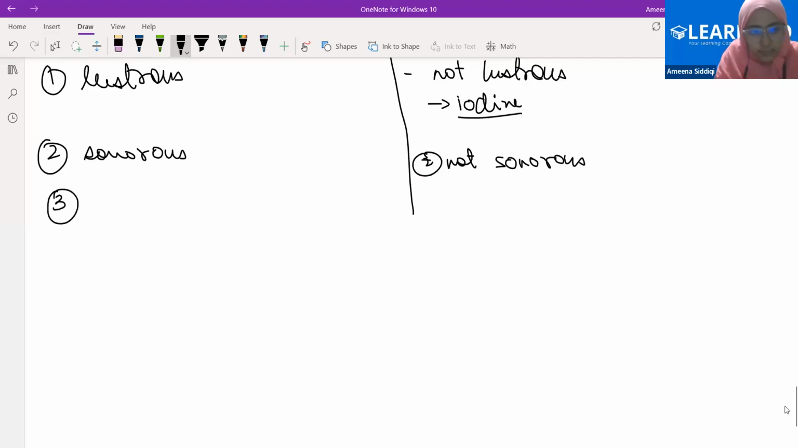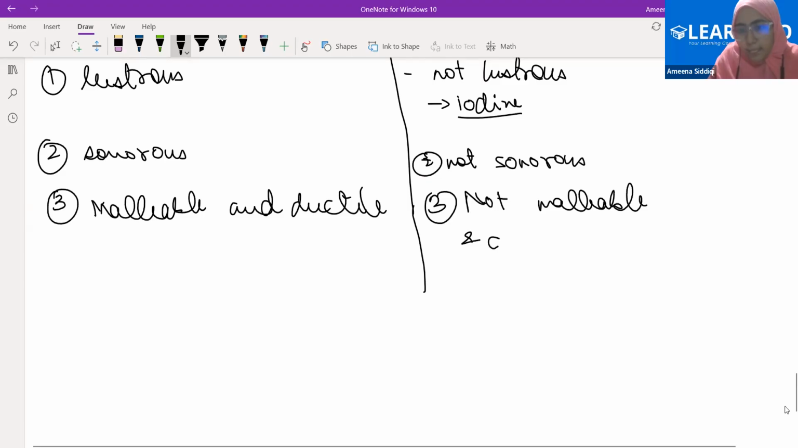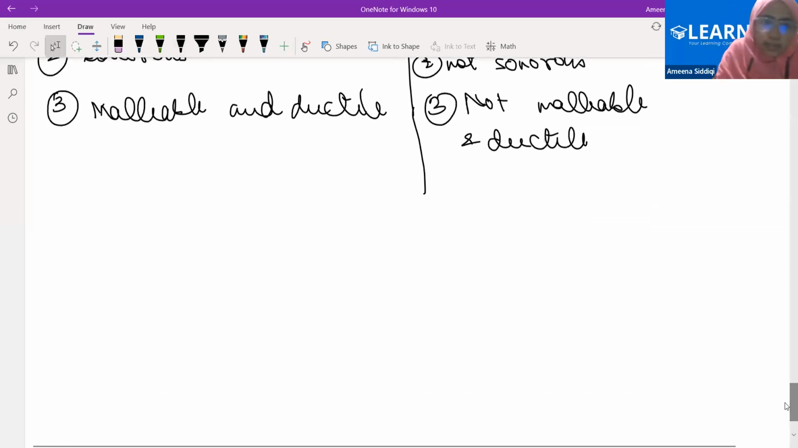The third one is that metals are malleable and ductile. Generally, non-metals are not malleable and ductile. We will quickly discuss it here only. Which metal is the most ductile and most malleable, beta?